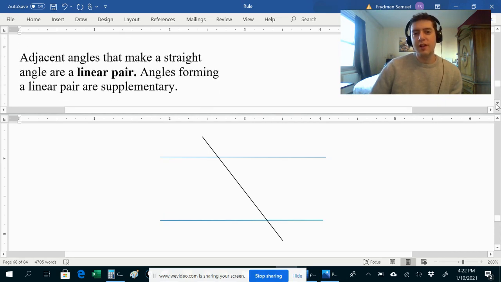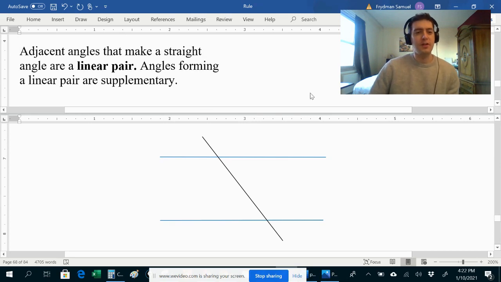Okay, we're doing a lot of definitions right off the bat in this video. So the next one, and then we're actually, I think, going to get to this picture over here. Adjacent angles that make a straight angle are a linear pair, and angles forming a linear pair are supplementary. So I have to explain that one a little bit.